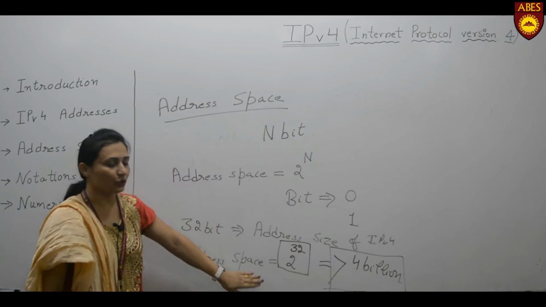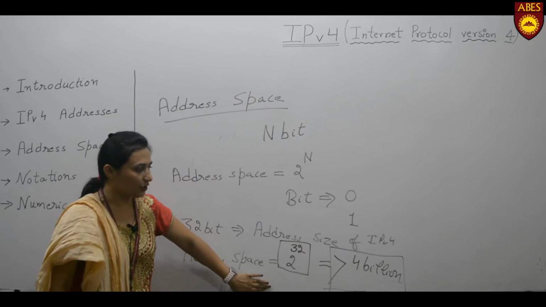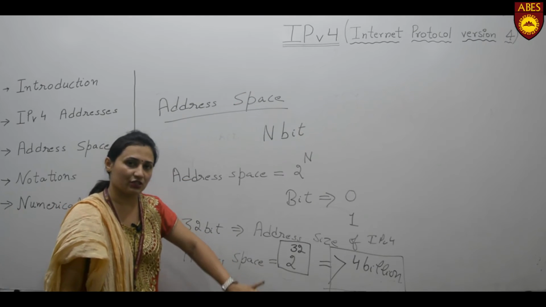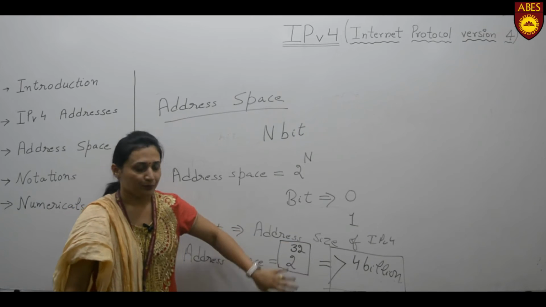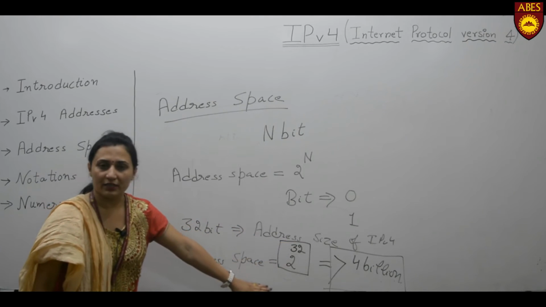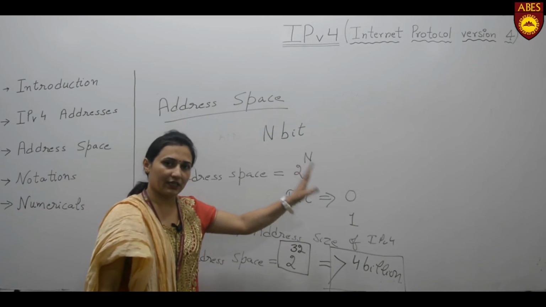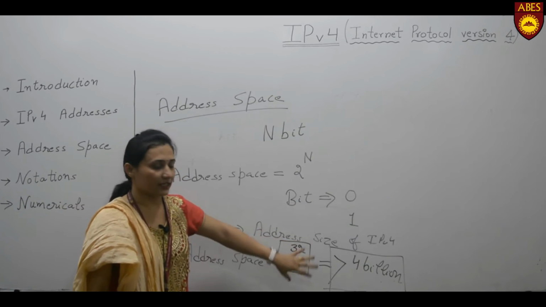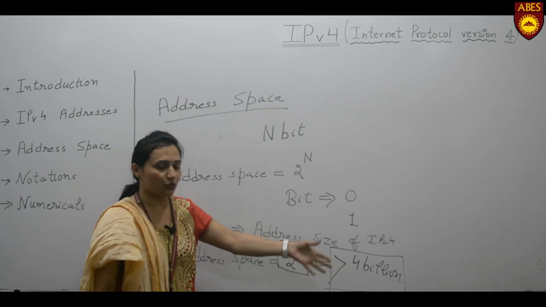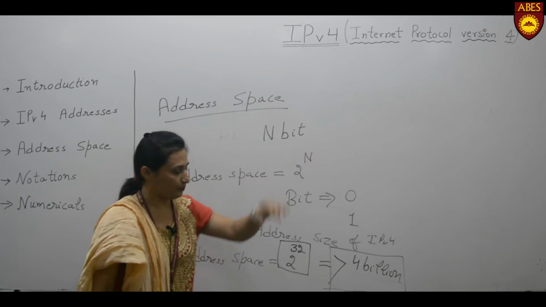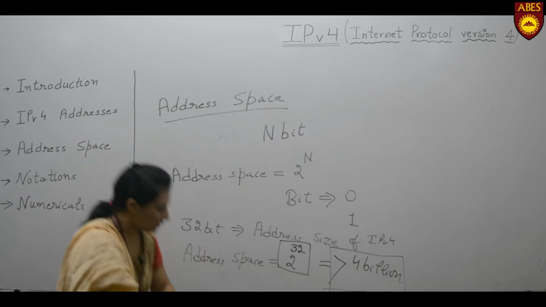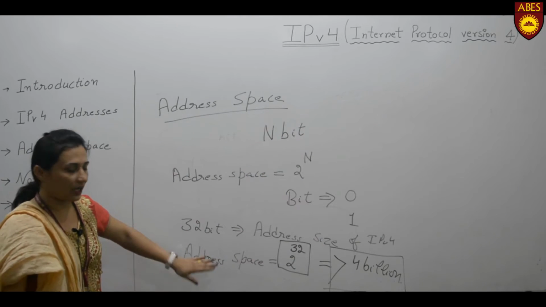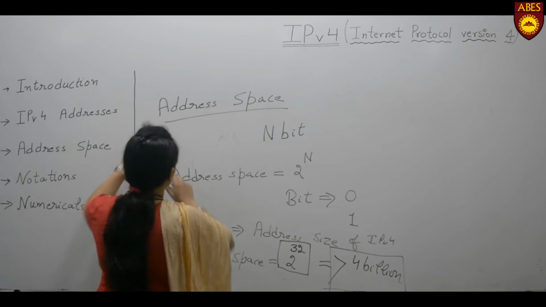But actually this is a theoretical value. In the practical sense, there are some restrictions imposed on the addresses, due to which all these 4 billion addresses cannot be used for connecting to the internet. So the actual number is very small, and this is one of the reasons for the invention of IPv6 addresses. Now, this was the address space of IPv4 addresses.